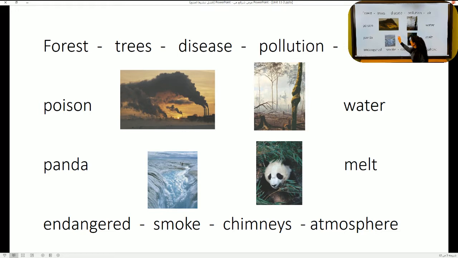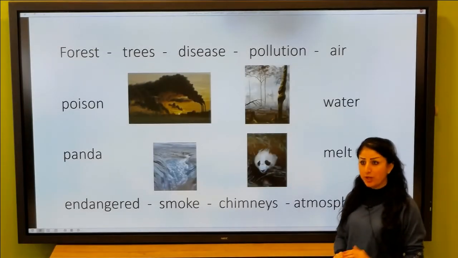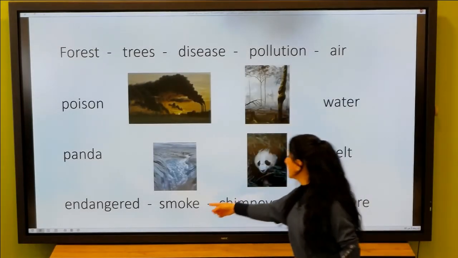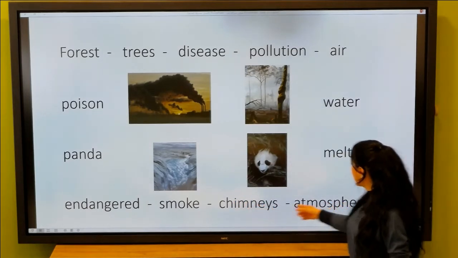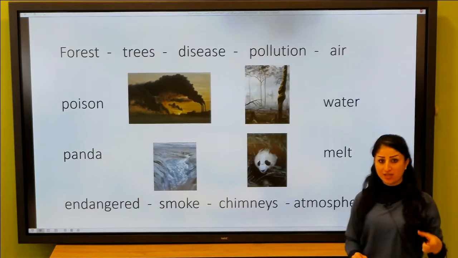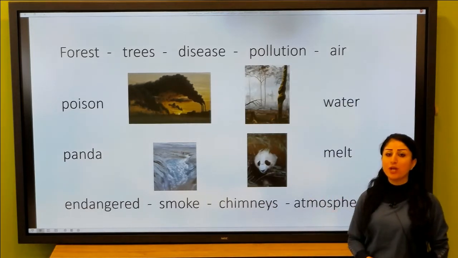Poison, panda, endangered. What's the meaning of endangered? It's an adjective, endangered, which means under threat, okay, or harmed. Smoke, chimneys, and atmosphere. Chimneys: it's a hole or passage that takes smoke out of the building.